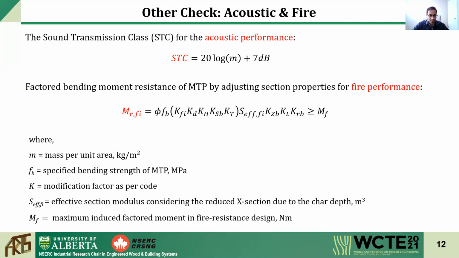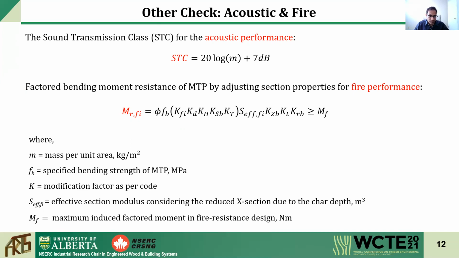Once we check the serviceability in this state, we can check the other stuff like acoustics and fire. The sound transmission class is a main parameter to evaluate the acoustic performance of floor assemblies, which can be calculated from this equation. And for this equation, we need to know the mass per unit area of the composite.